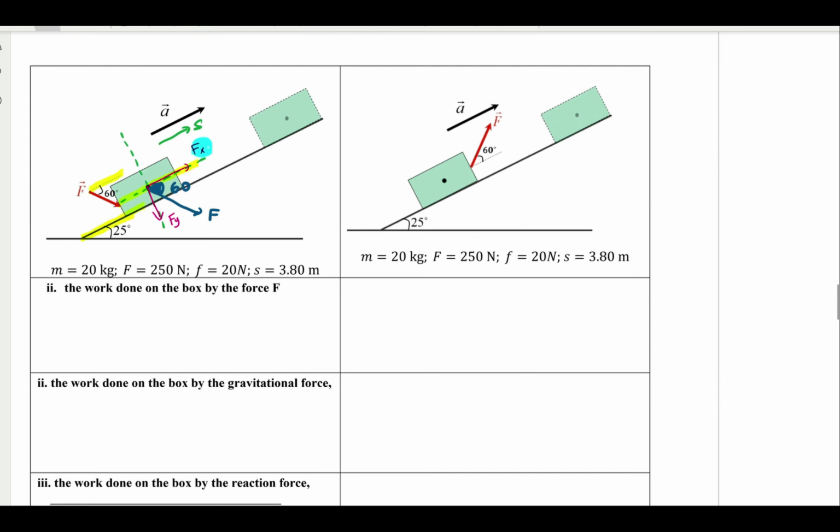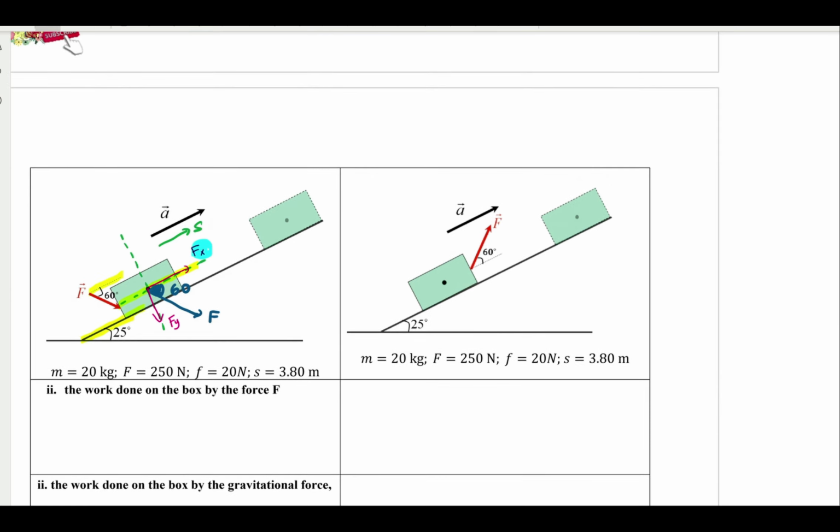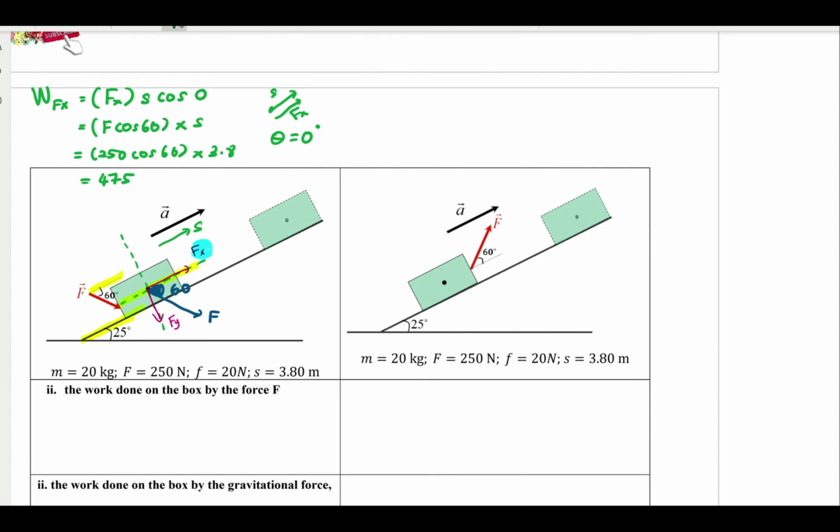Okay, this is the method where you resolve. How will it turn out when you resolve? S is in this direction, Fx also in this direction. So, the angle is 0 degree. So, the work done by the external force Fx is Fx S cos 0. But Fx, which we resolved earlier, becomes F cos 60 degree times S. Cos 0 is equal to 1. So, 250 Newton cos 60 times 3.8. So, you will have 475 joule. Okay, this is the method if you want to resolve, and then we choose Fx.